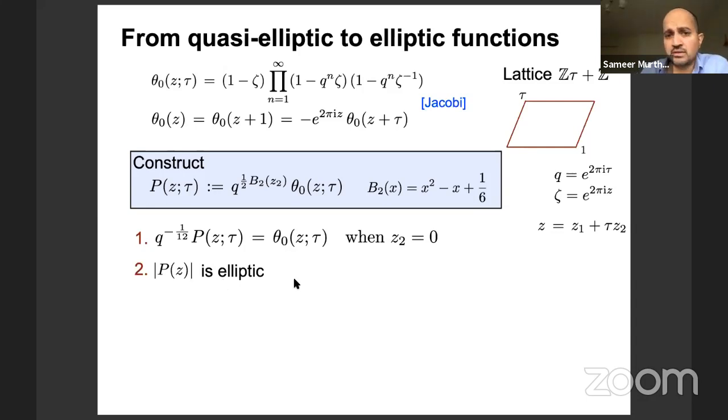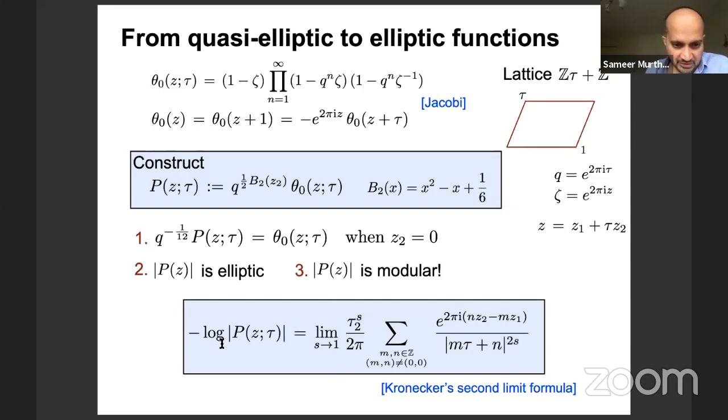The third statement is that this absolute value p is actually a modular function. So this probably also partially answers Alejandro's question. This fact may or may not be clear to you. And the best proof of this actually goes back to Kronecker, who gave a formula for this function. So you take minus log of p, this is the famous Kronecker second limit formula, and you can write this. There's a limit here, and that's not at all the point of this presentation. This limit is only because in this case, the weight of this is 2. But essentially, this can be written as an infinite sum.